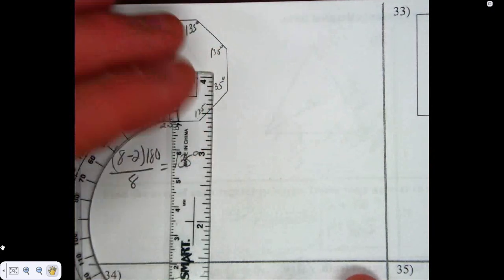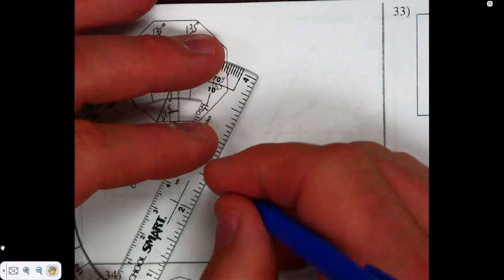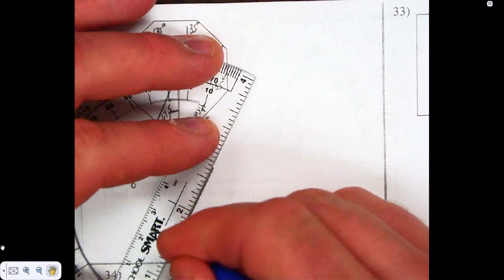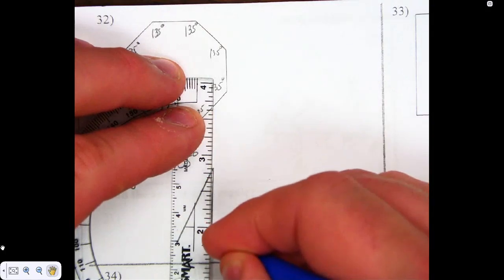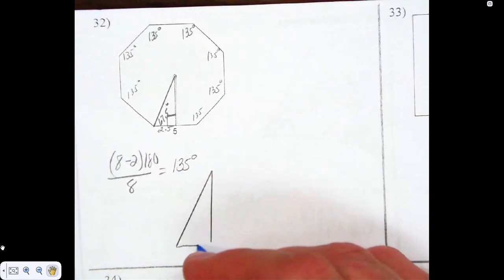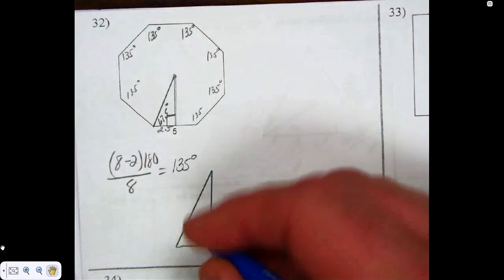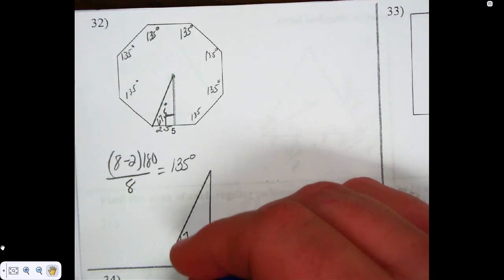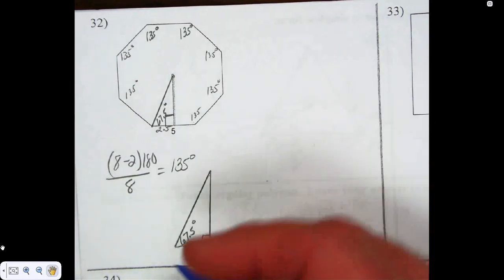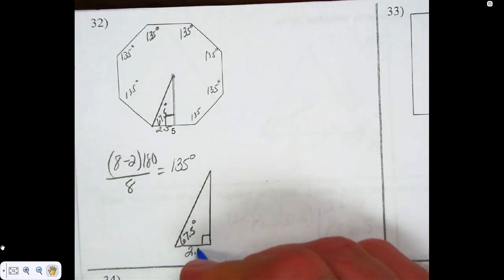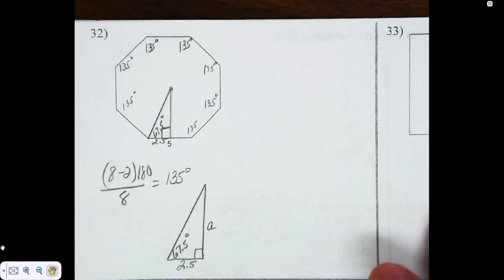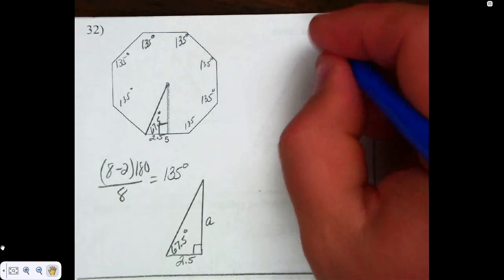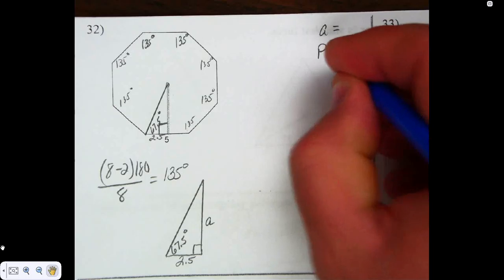So let's go ahead and draw another one down here. Doesn't have to be perfect. And this is 67.5 degrees. And this is 2.5. And this is my apothem. Correct? I need to find the apothem, and I need to find the perimeter.